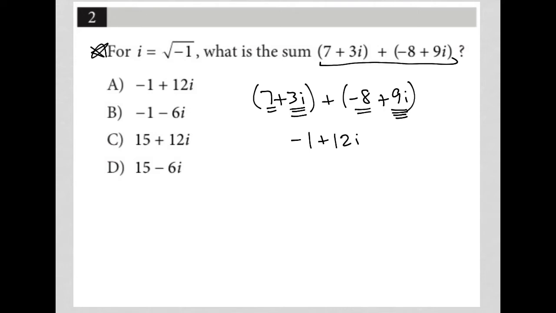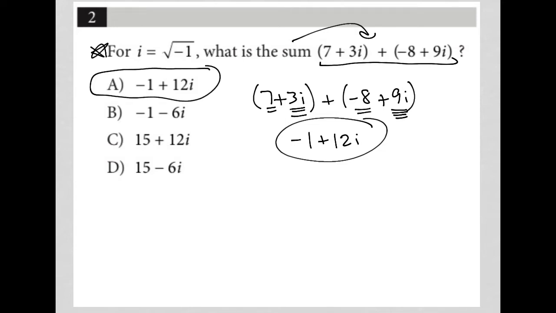I go to the question. It says for i equals square root of negative 1, what is the sum of this? Well, I already did that. That answer is negative 1 plus 12i, and therefore my answer here is choice A.